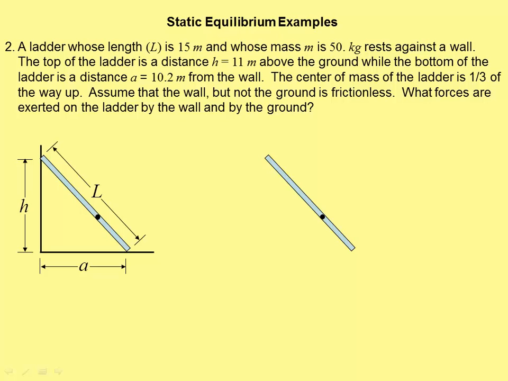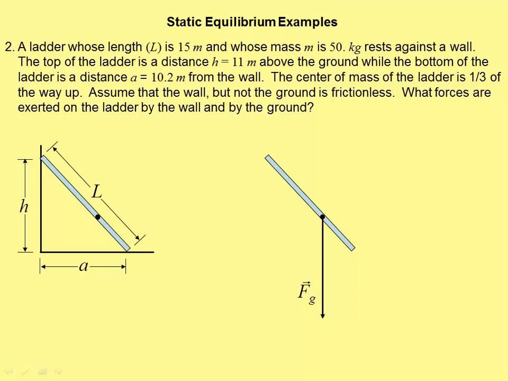First of all, we have a force of gravity. Where would that force of gravity act? It would act at the center of gravity, which is where the center of mass would be. So right there. Not in the center, because it's bottom heavy. Okay? So the ladder's a little heavier on the bottom, so there's the force of gravity.